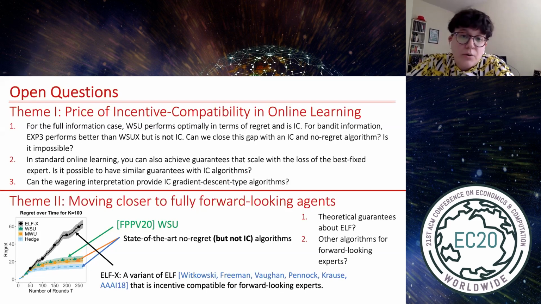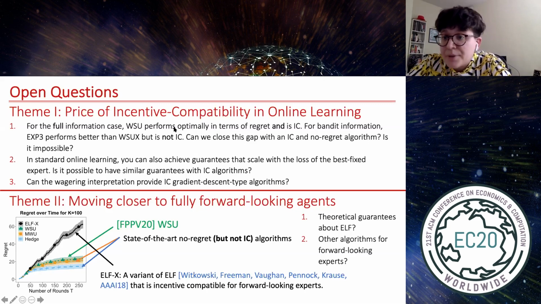Please, I see a question in the Q&A. Gary, could you explain again if at every iteration the event could be observed? At every iteration, after the event happens, it is observed by both the learner and the experts. And with the wagering mechanism, incentive compatibility is satisfied.